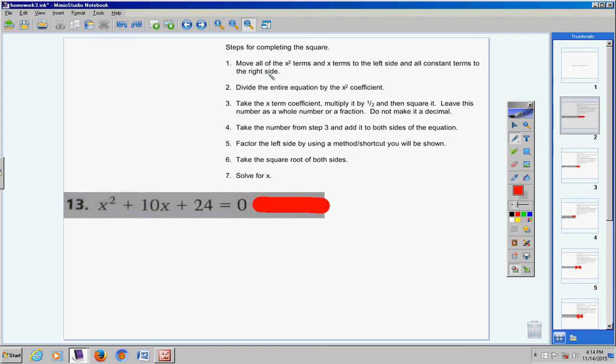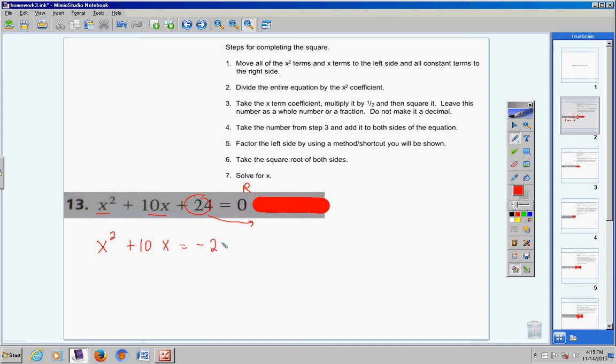Alright, step number one, move all the x squared and x terms to the left side and all constant terms to the other side, or to the right side. So here's an x squared term, here's the x term, they're all on the left side. Bring your 24 over and make it negative. And now all of your constant terms are on the right side of the equal sign, okay? So we have x squared plus 10x equals negative 24.